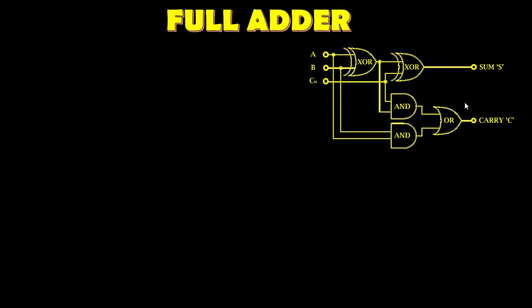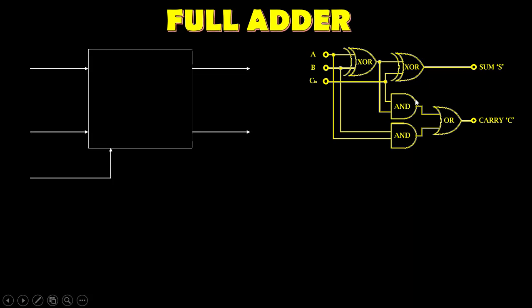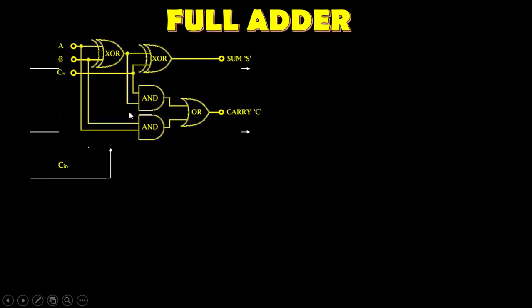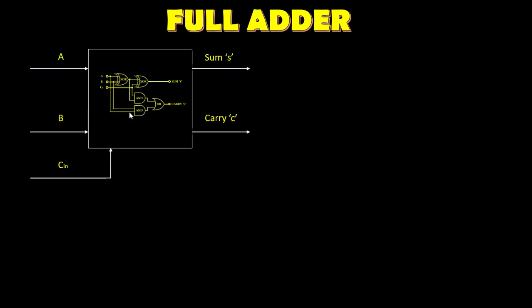To simplify the full adder logic circuit, we use what is called a block diagram. The block diagram also has three inputs, A, B and carry in, and two outputs, sum S and carry C. The block diagram is the equivalent of the logic circuit. The only difference is that the circuitry of the logic circuit is basically inside the block. However, because we are only interested in the inputs and outputs of the adder, we can disregard the circuitry. Instead, we just call the block full adder.